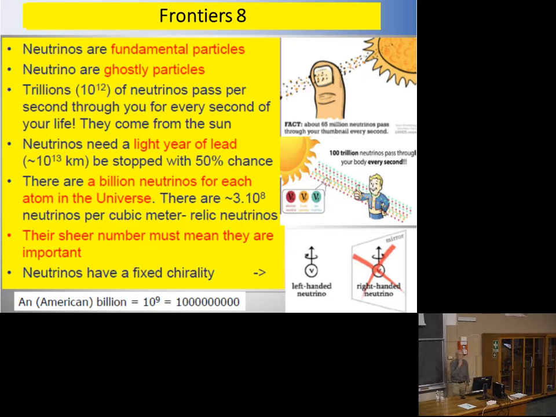Now, neutrinos themselves are fundamental particles. I showed them to you on the chart, and everything we know would make them fundamental. There are a lot of them. There's something like 10 to the 12th neutrinos every second that go through everything, your life, yourself, and they're going through you. And those are just the ones that I know about that are coming from the sun.